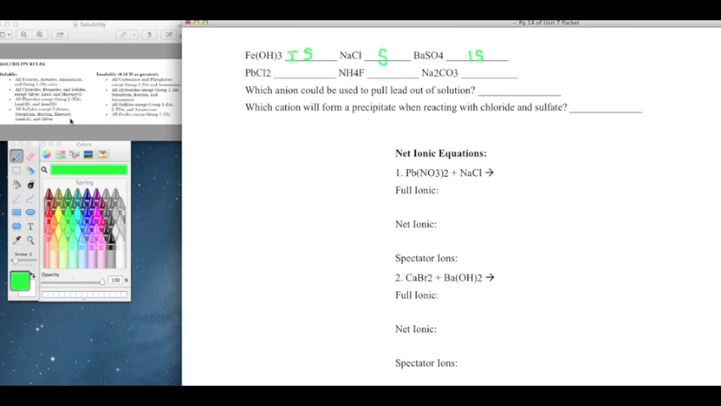Okay, let's find where lead is. Oh, there we go. All fluorides except group 2, lead and iron, are going to be soluble, which means lead fluoride is going to be insoluble. Same with chlorides, bromides, and iodides. Lead is also an exception. So any of these anions, Cl, Br, I, and F, are going to pull lead out of solution, meaning they're going to make it insoluble.